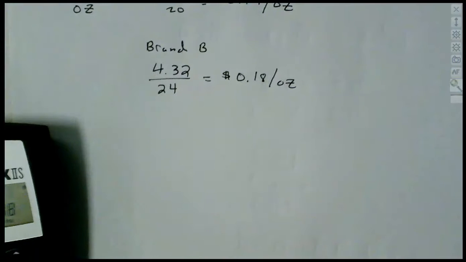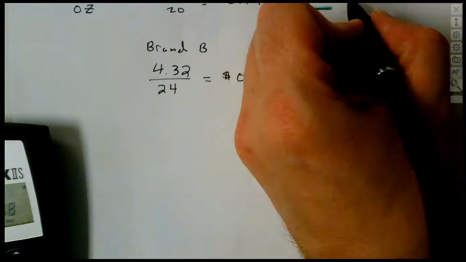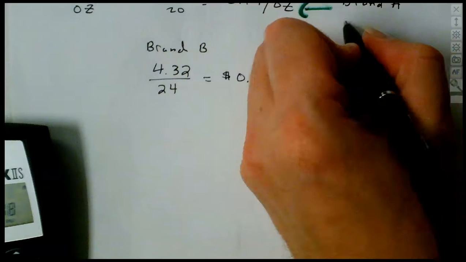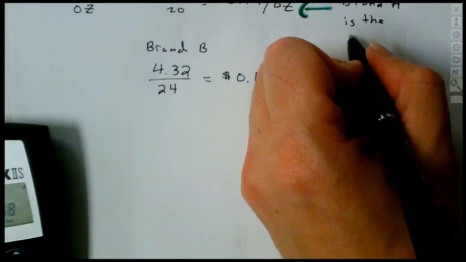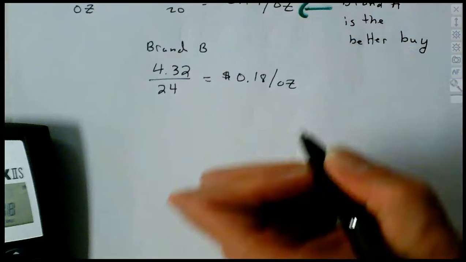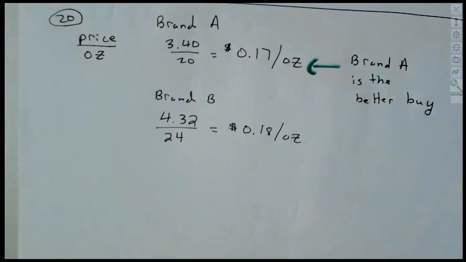So which one's going to be the better buy? Well, the better buy is going to be brand A. Not by much, but it is a little bit cheaper per ounce. Right? You want the one that's smaller, and so brand A is just a little bit cheaper per ounce.